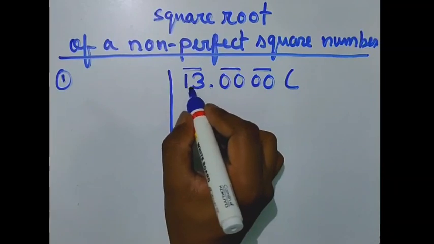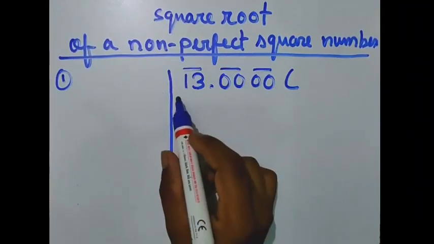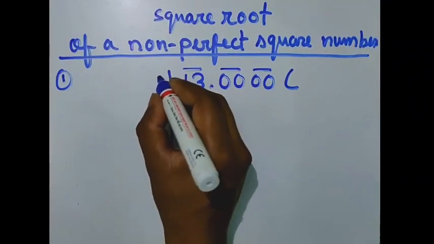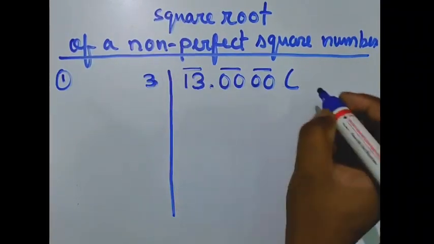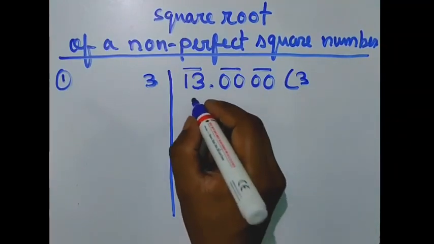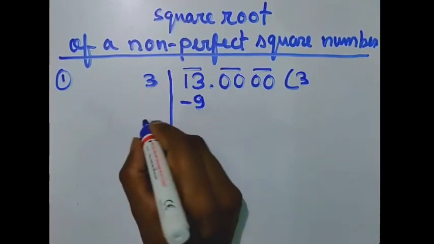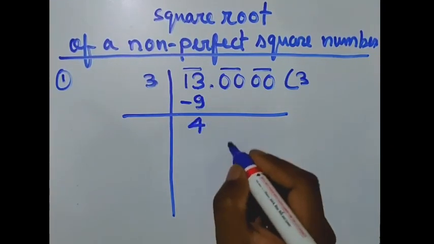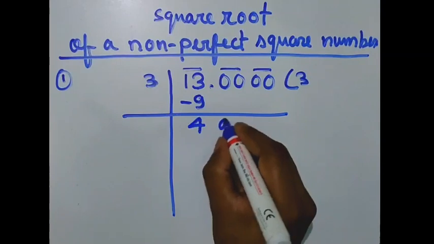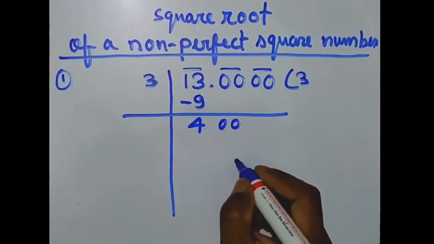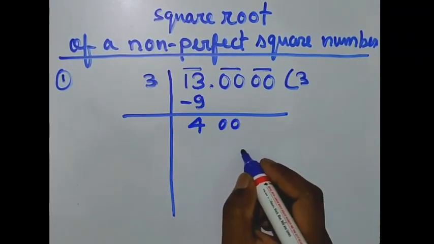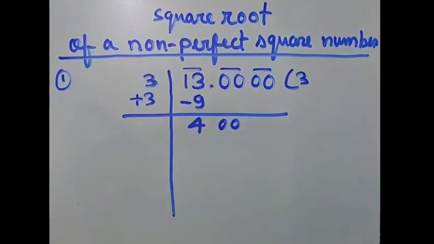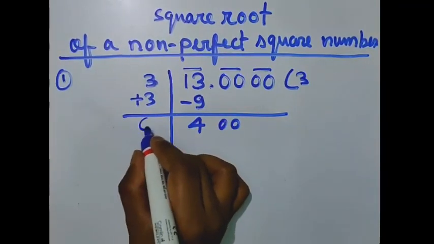So the first number is 13. Now what number shall be squared? 3 3s are 9, 4 4s are 16. So 4 is more, so we can take 3. 3 times 3 will give us 9. I'll subtract 9. What will I get? 4. Now we'll bring down the zeros, this pair, so it is 400. Now whatever I have multiplied on top I shall add here, 3 plus 3, that will give me 6.